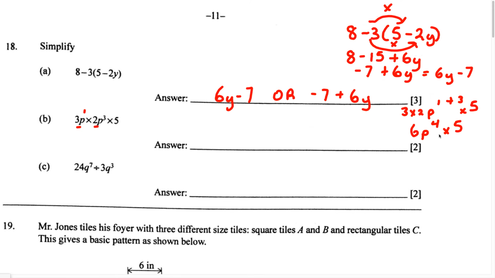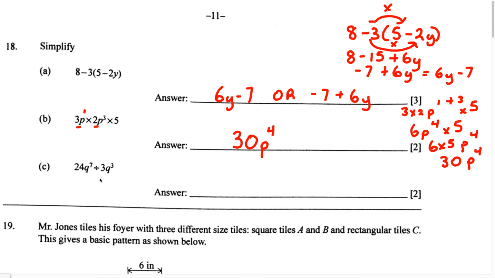Now we're just going to multiply the numbers. We can say 6 times 5, and we're going to write back p to the power of 4. When we put this in our calculator, 6 times 5 is going to give us 30, and we're just going to write p to the power of 4. Therefore, our answer when we simplify this is going to be 30p to the power of 4.